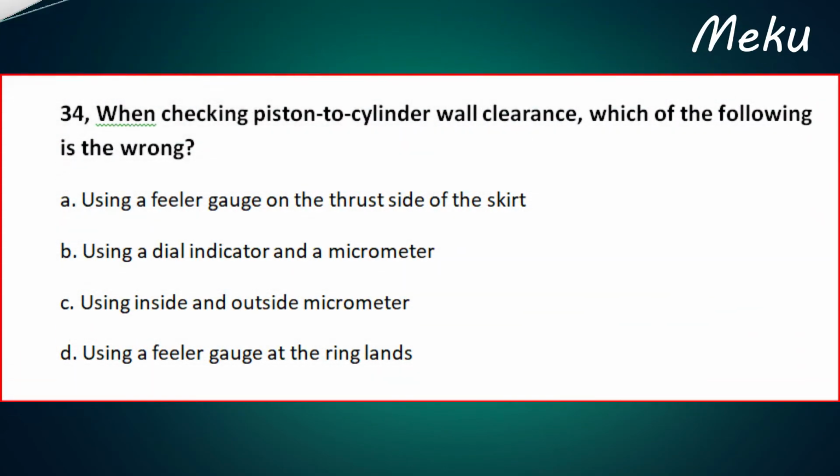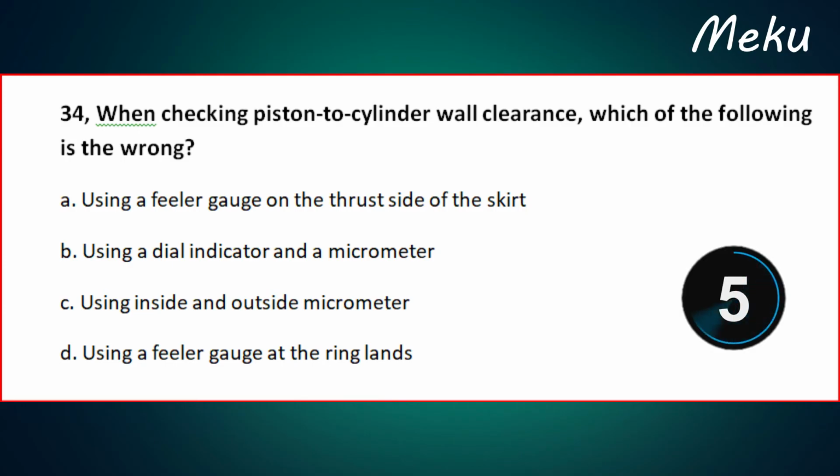34. When checking piston to cylinder wall clearance, which of the following is the wrong? A. Using a feeler gauge on the thrust side of the skirt. B. Using a dial indicator and a micrometer. C. Using inside and outside micrometer. D. Using a feeler gauge at the ring land.